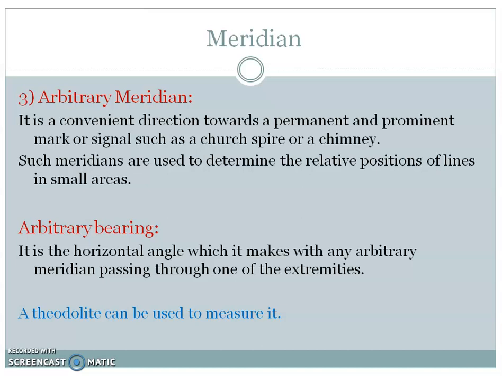The bearing with respect to an arbitrary meridian is the horizontal angle which it makes with an arbitrary meridian passing through one of the extremities. A theodolite can be used to measure it. So this is kind of a temporary benchmark which we select for our convenience. We mark a point in the given area, a permanent or prominent mark, similar to when we go ahead with leveling or differential survey. So similarly here, to find out the bearings and the angles, we fix an arbitrary meridian with respect to a permanent or prominent mark which is close by to the area to be surveyed.